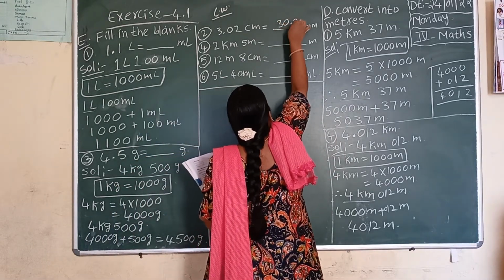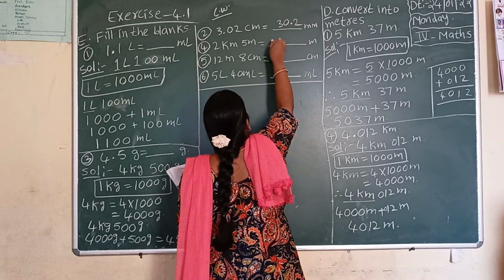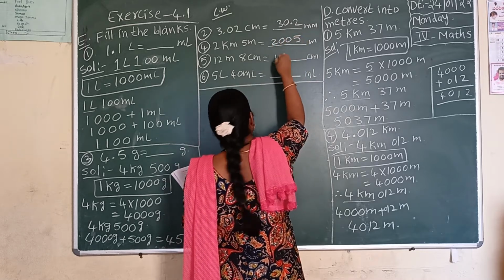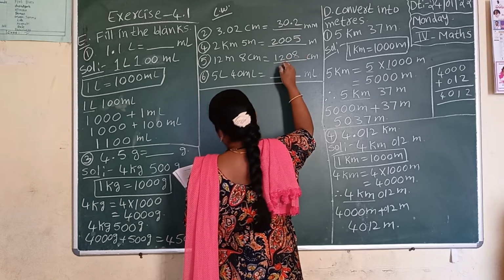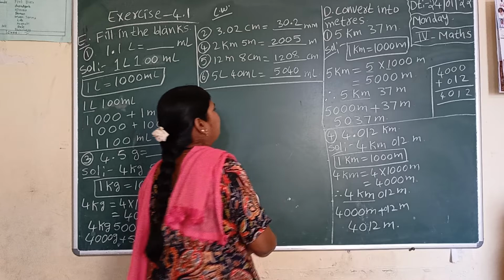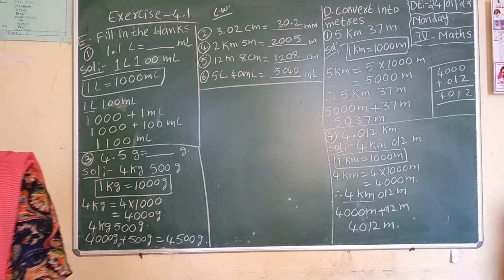Here you are getting 30.2, and here you are getting 2005, 1208, 5040.